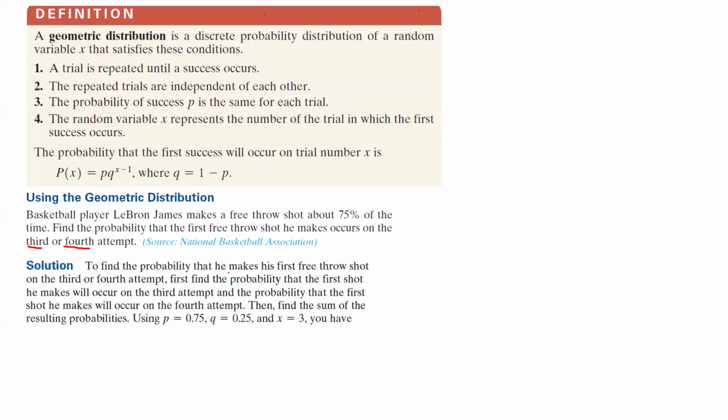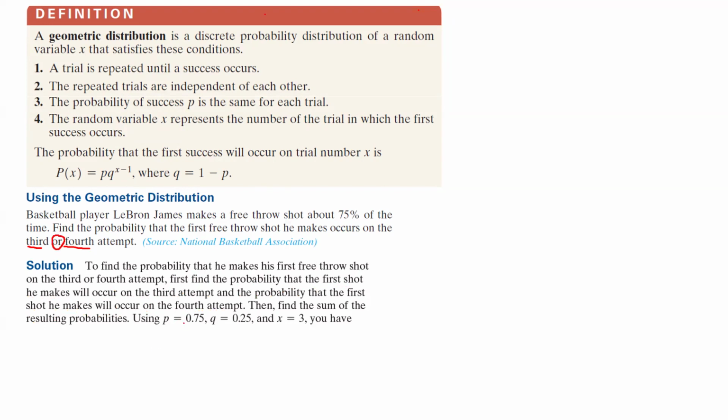To find the probability that he makes his first free throw shot on the 3rd or 4th attempt, we need to find the probability that the first shot he makes will happen on the 3rd attempt and the probability that the first shot he makes will happen on the 4th attempt. Then find the sum of these two probabilities because we have "or" in between them.